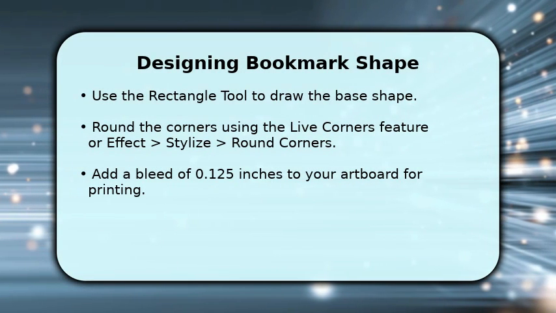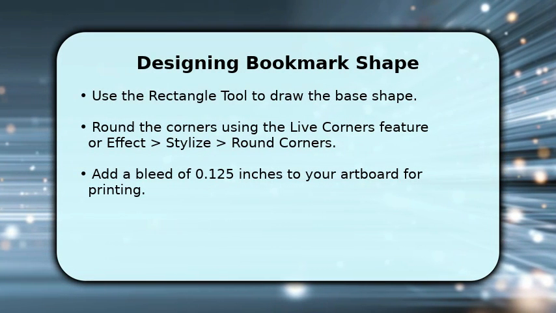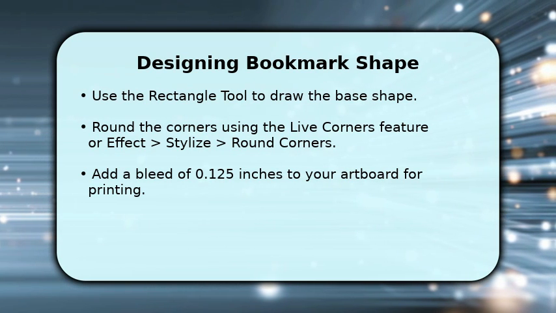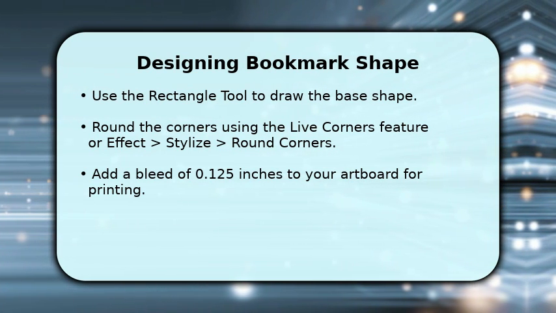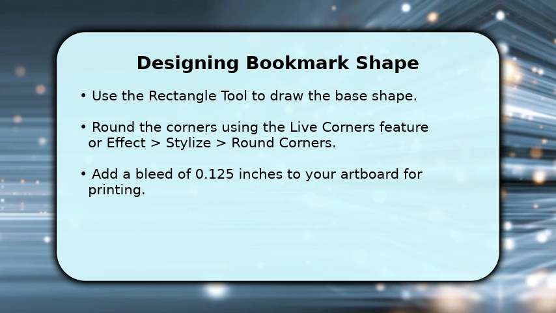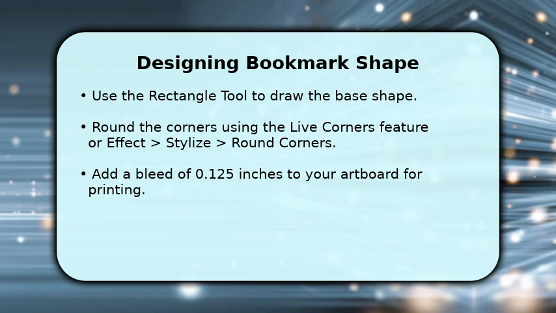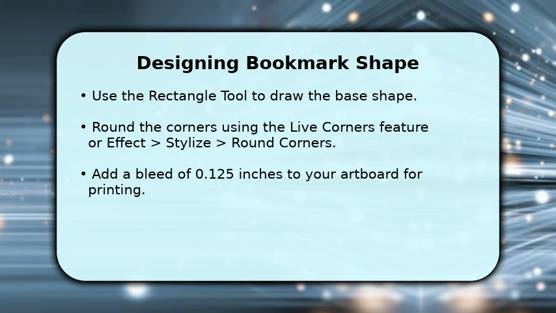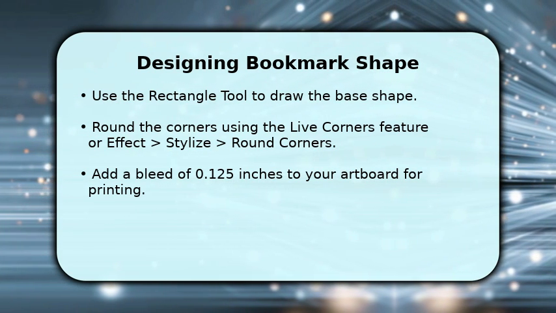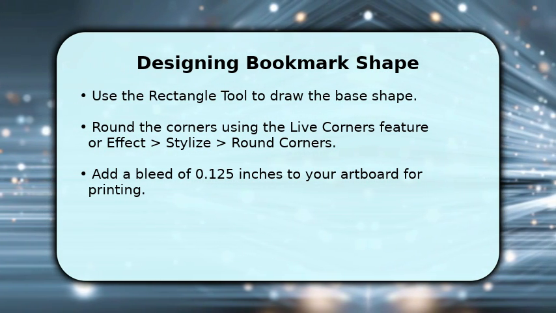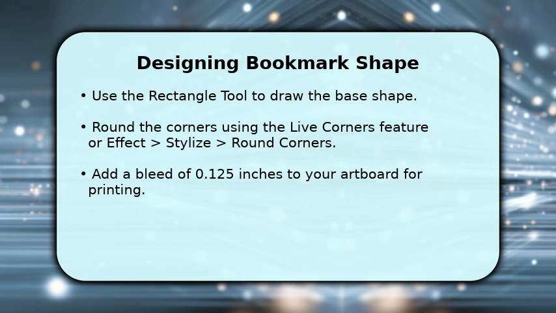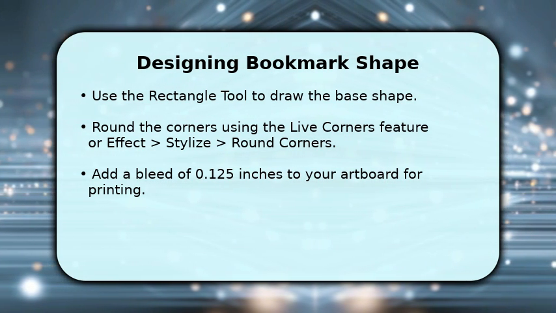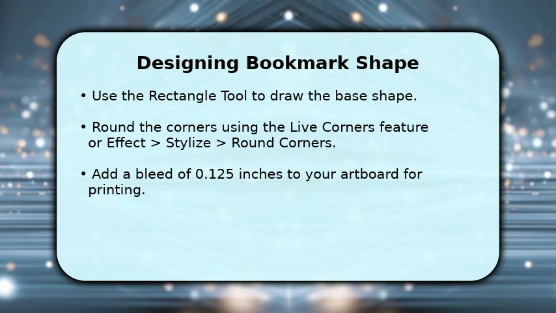Now, let's design the basic shape. Select the rectangle tool and click once on your artboard to input the exact dimensions. To give your bookmark a softer look, use the Live Corners feature by dragging the small circles inward, or go to Effect, then Stylize and choose Round Corners. Don't forget to add a bleed of 1/8 of an inch around your artboard for professional printing.